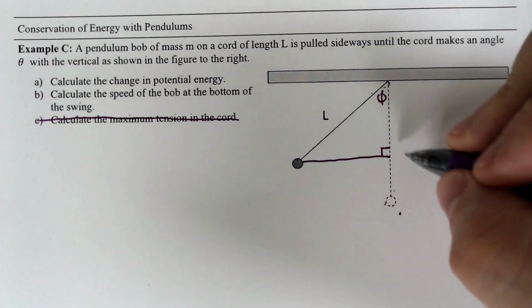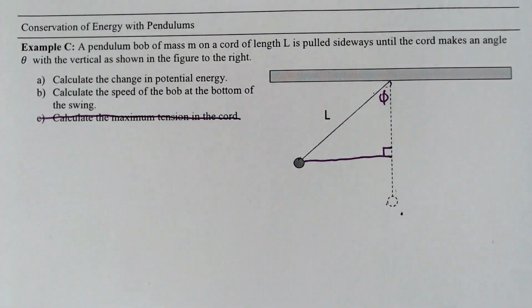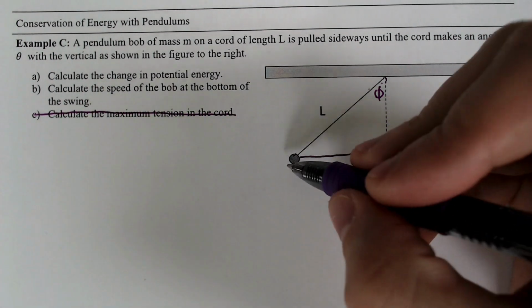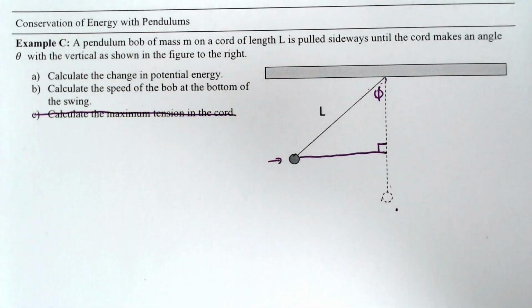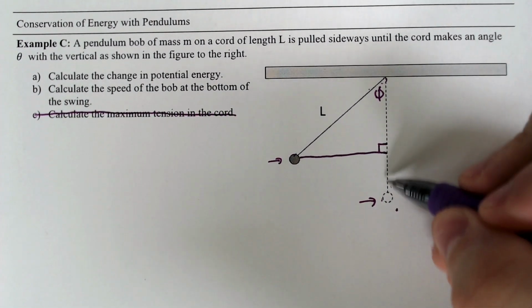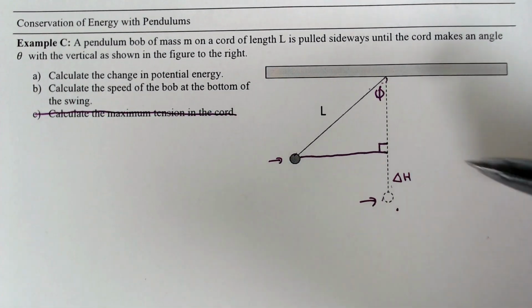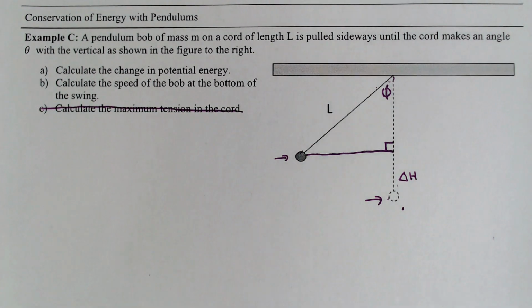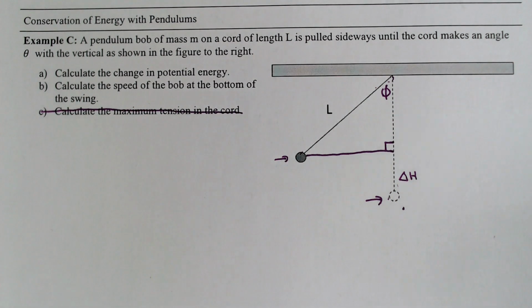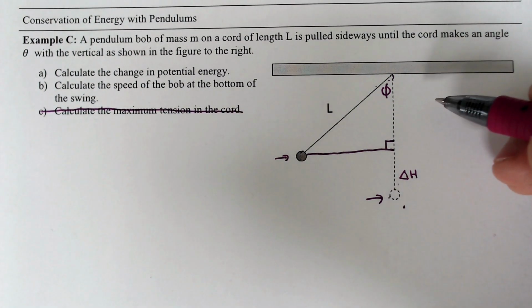But if we want to find anything involving potential energy, we essentially need to figure out what the change in height is. It started up here, and now it ends up down there, so to speak. So we need to figure out this change in height, delta H, which would allow us to figure out how the potential energy has changed, because potential energy is mgh. So that's the harder part.